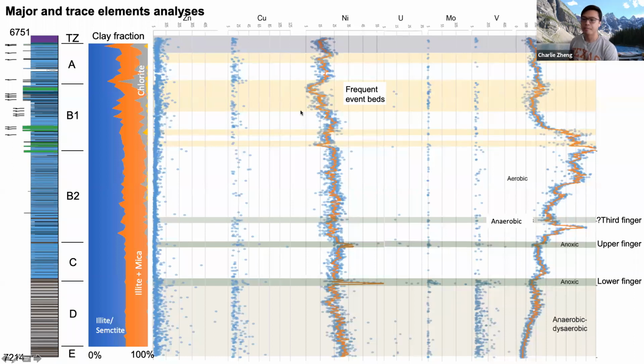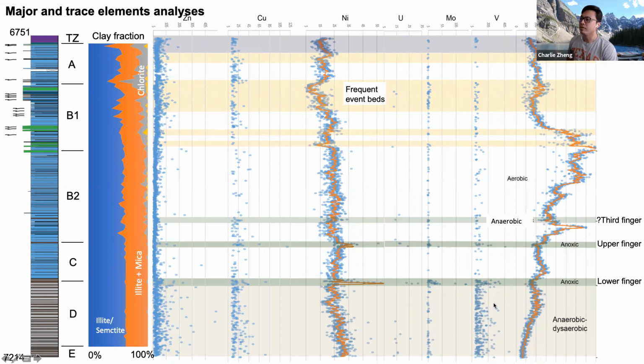So now we have a better sense of how it happened in the Austin Chalk. We can also look at the geochem record. I use zinc, copper, and nickel; these are nutrient micronutrient proxies. And uranium is not a very good signal, but molybdenum and vanadium, these three are redox proxies. And manganese as an oxygenation proxy.